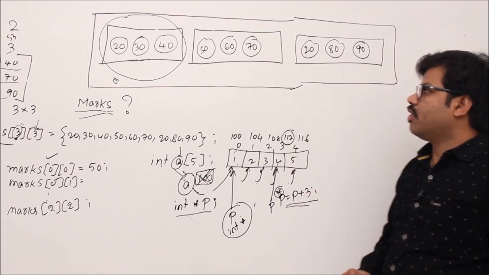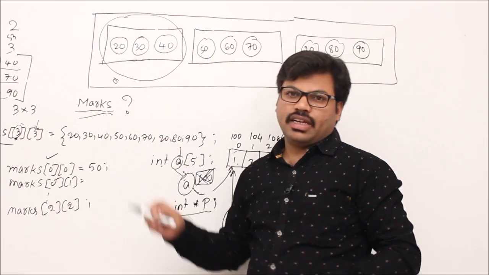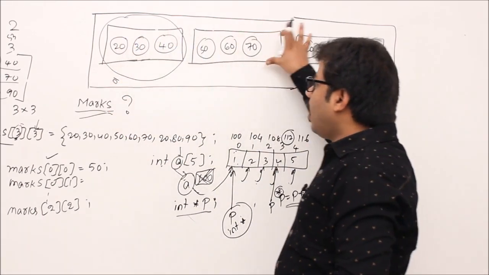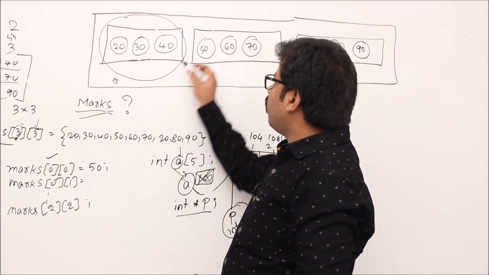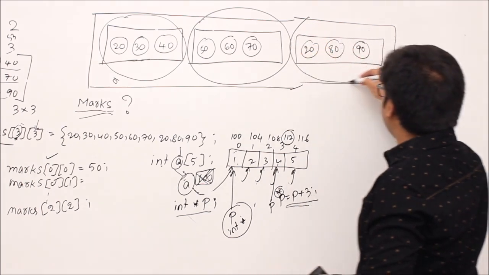Okay, now come back. When we come to the two-dimensional array, marks is the name of this overall array. How to interpret marks is, it is a pointer to this kind of objects here. It is a pointer to this kind of objects which are shown in the circle.